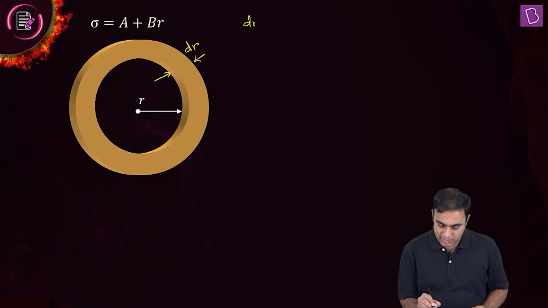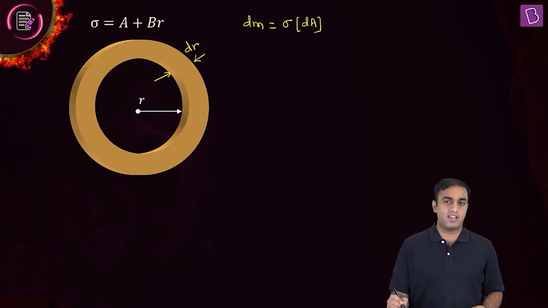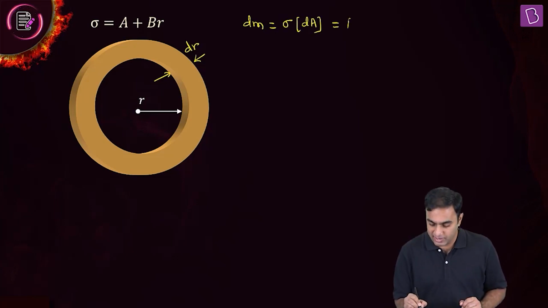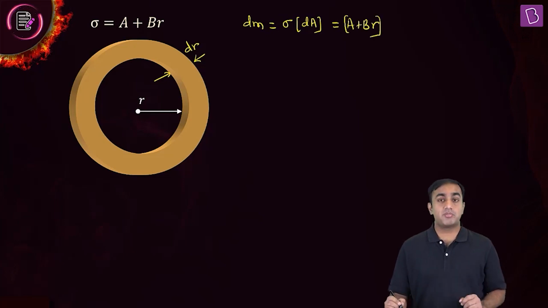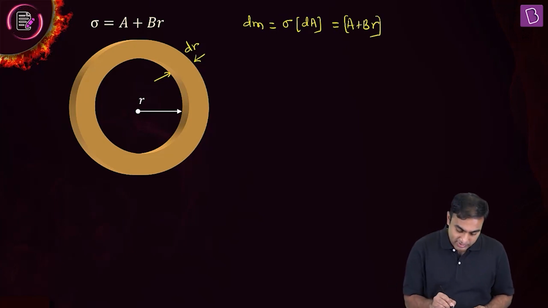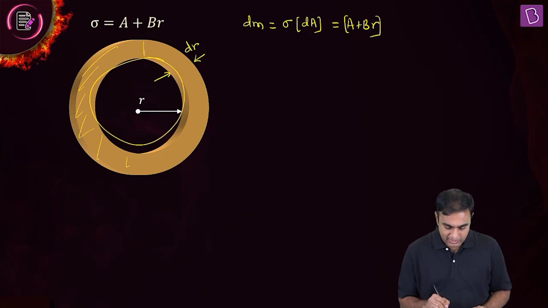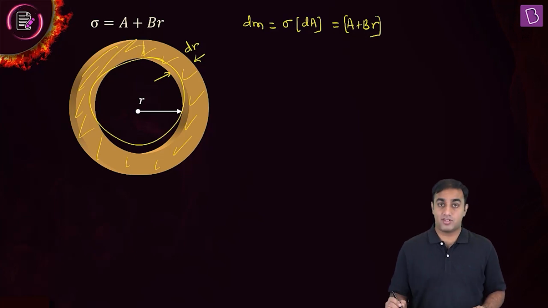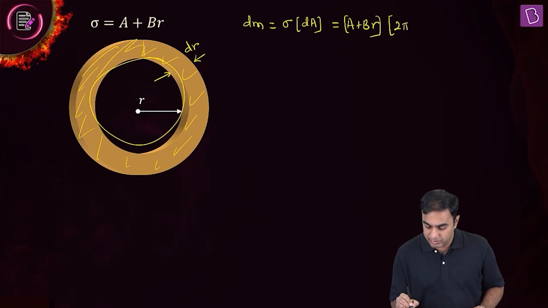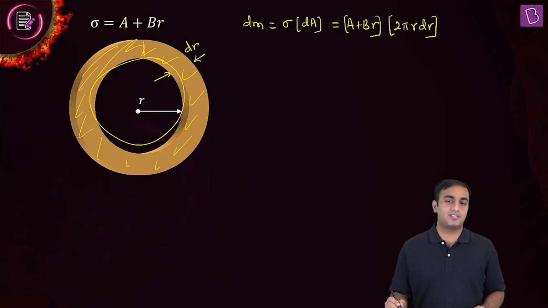The mass of the differential element is dm, which can be written as surface mass density into the differential element surface area. Now we know what is the surface mass density expression. It is A plus BR. What is the differential element surface area? It's going to be circumference multiplied by the thickness. Now, this is the area I need. So, it will be 2 pi r dr.